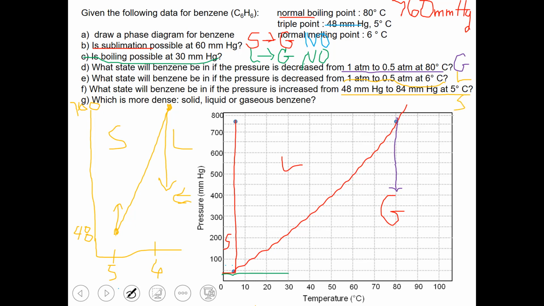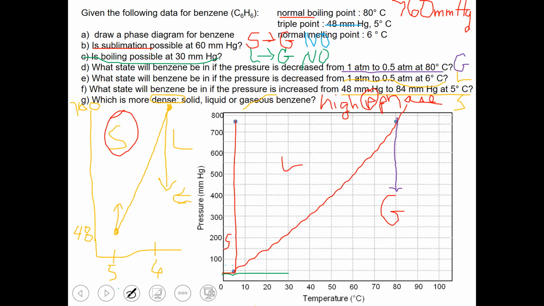Which brings us to the last question, which wants to know which is more dense, solid, liquid, or gaseous benzene? Well, of course, it's almost never the gaseous phase, so we should look at which one is adopted at high pressure. And we can see that our high pressure phase is solid. The material is more likely to be solid than liquid at high pressure.